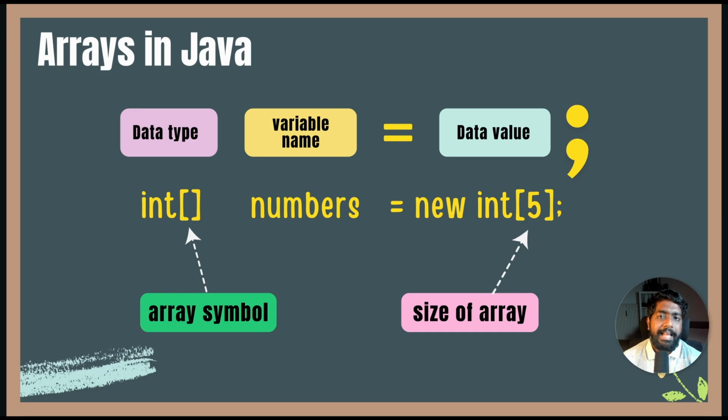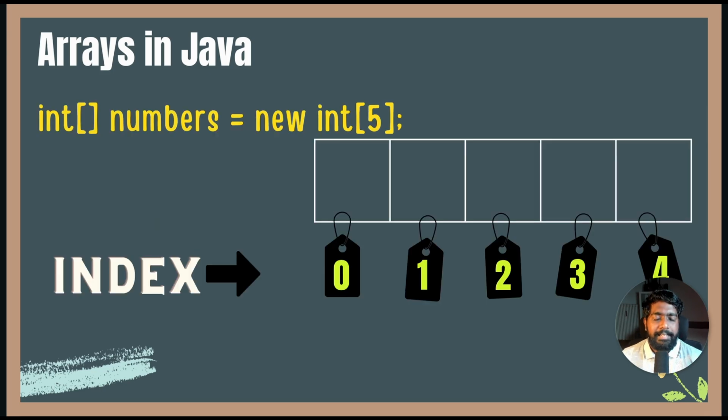The size of an array is how many cells or how many slots we need inside that array. When we ask Java to create an array, Java internally goes and reserves the number of slots according to the size of the array you have specified. In this case, I have requested an integer primitive array of size 5. So Java will create an array with 5 different slots.